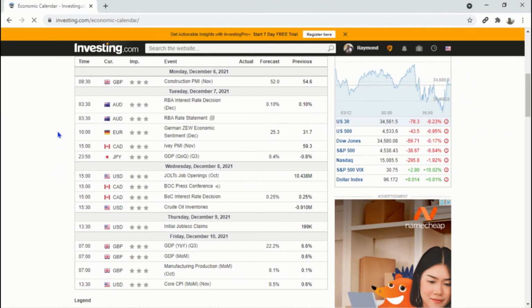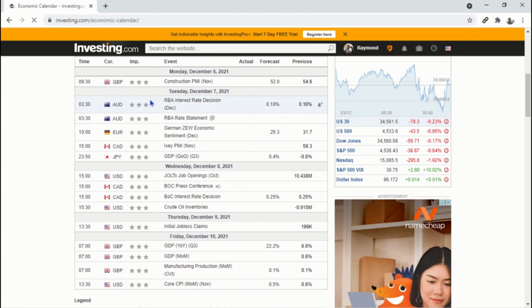On the fundamental side of things, the economic calendar doesn't have much pertaining to the currency pairs that we'll be looking forward to trade in the coming week, but there are still a number of economic announcements that you need to take note of, because they can affect the currencies that we trade in some form.